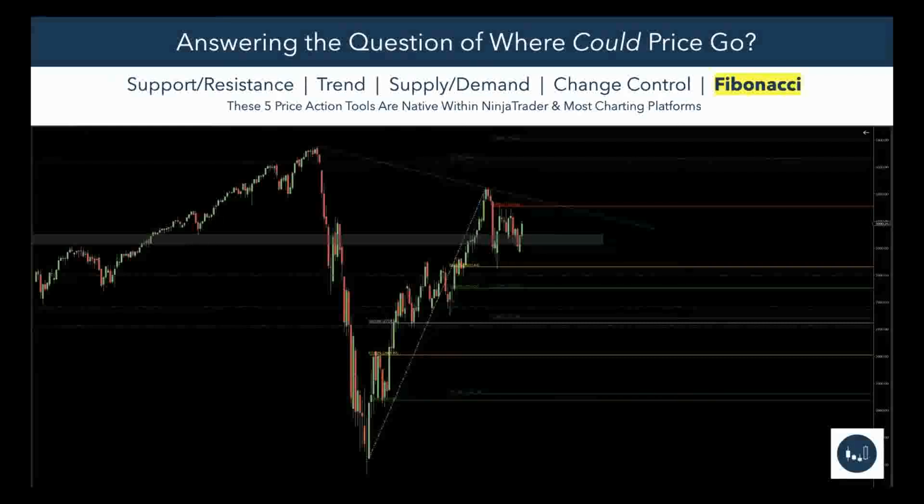So these are the 5 price action tools that are native within NinjaTrader and most charting platforms: support and resistance, trend, supply, demand, and change control, and Fibonacci. We're going to be spending our time today talking about Fibonacci, but here's just kind of a sample chart that has all 5 of those tools on it. And for the remainder of this presentation, what we're going to look at and dive deeper into will be the Fibonacci component of this.